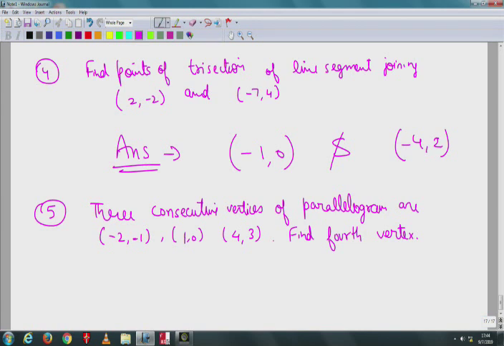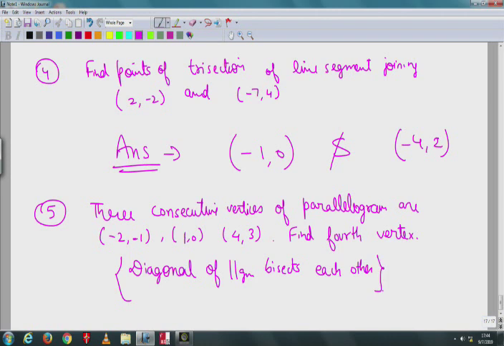To solve this question correctly, you should know what the properties of the parallelogram are. Or let me give you the hint of which property you are going to use in this one. The property which you are going to use is that diagonals of a parallelogram bisect each other. Using this property, you have to solve this one.